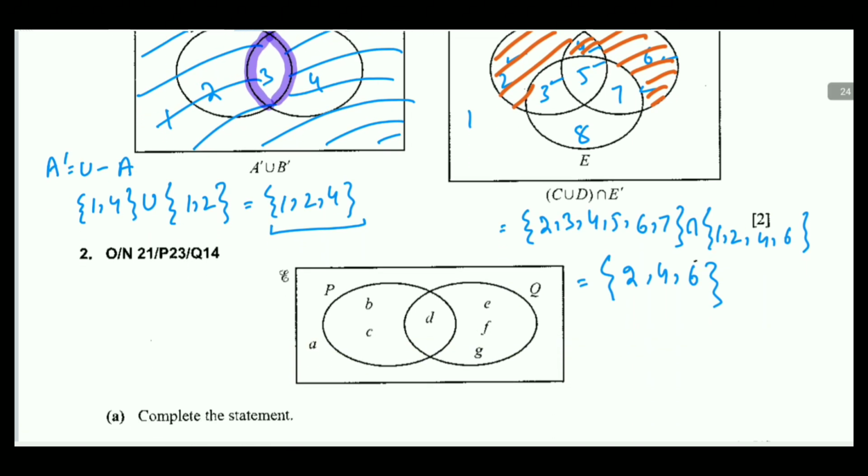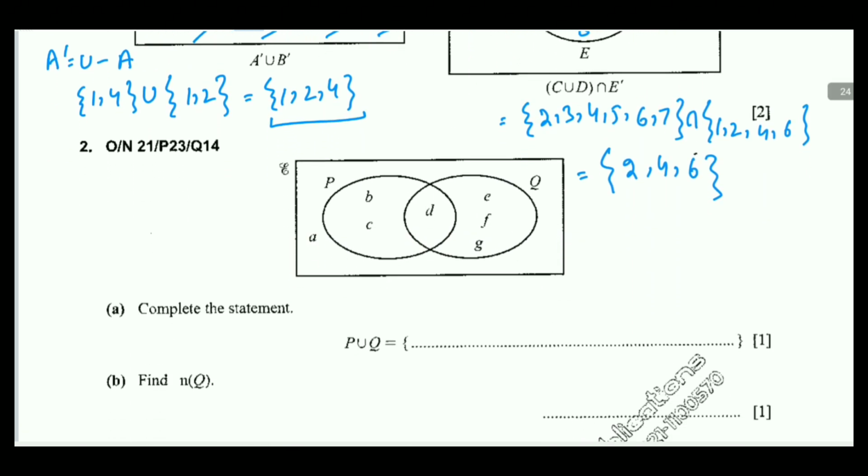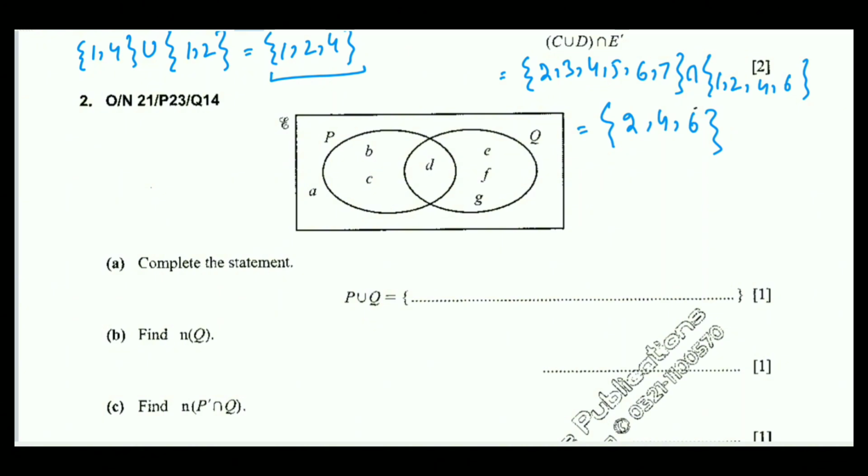Okay. So next question, question number 2. Complete the statement P union Q is equal to, you have to write the elements. P union Q means B, C, D, E, F and G.